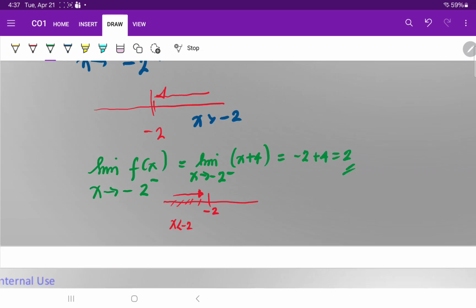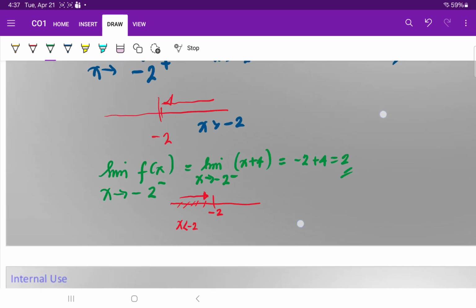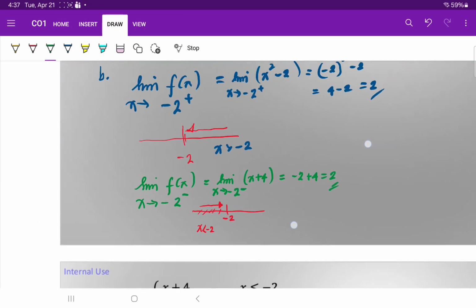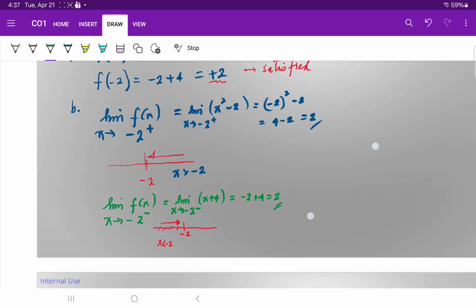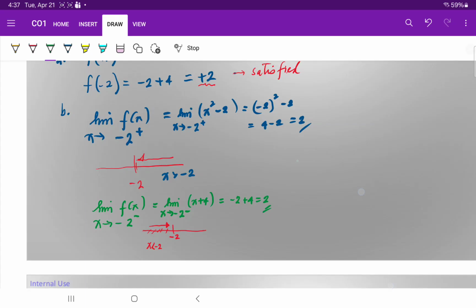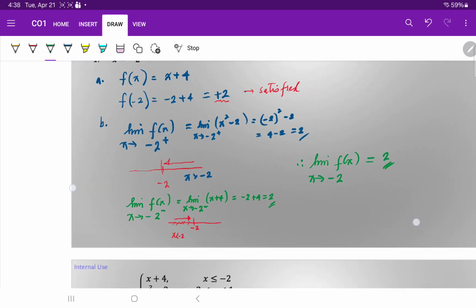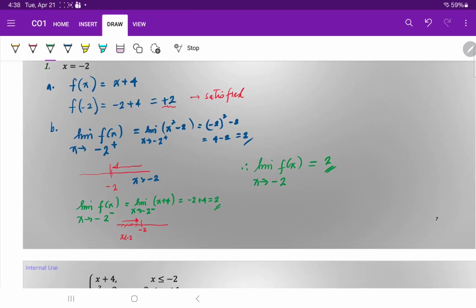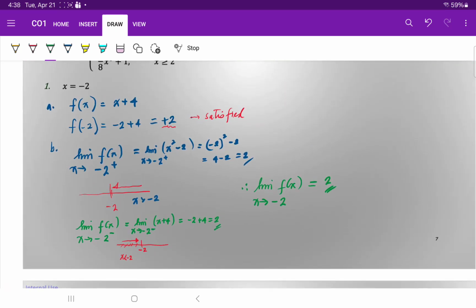So what do you say about the two-sided limit? So we conclude, therefore, we say that the limit of f of x as x approaches negative 2 exists and is equal to what? 2. So the two-sided limit exists. That's the second condition. So we say that the second condition is satisfied.